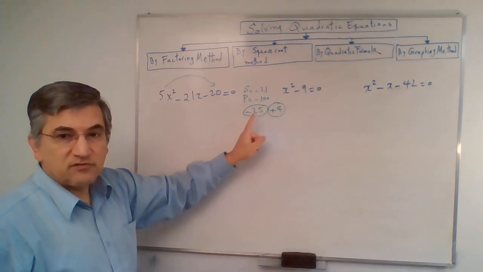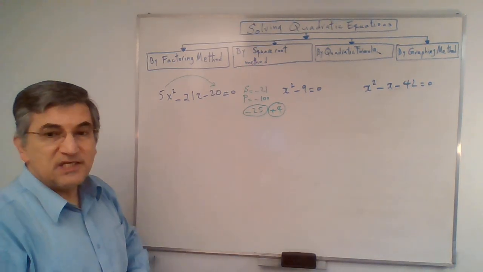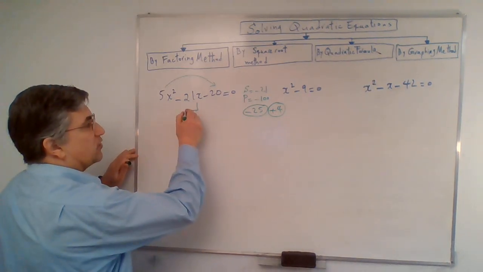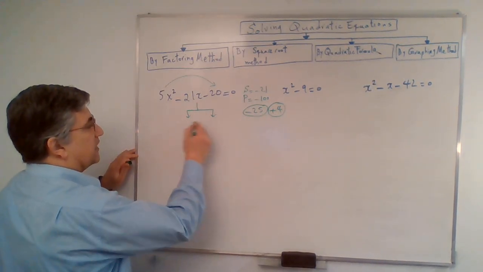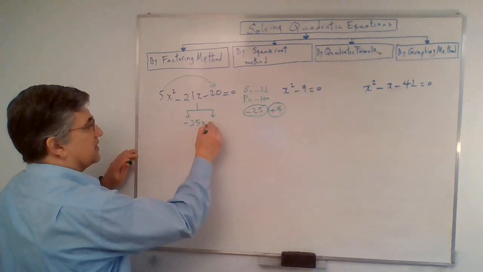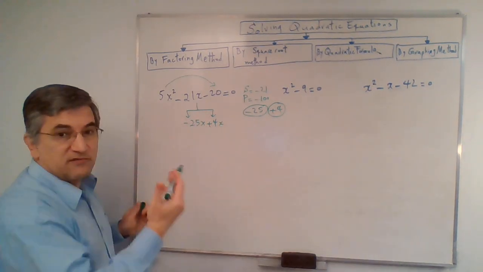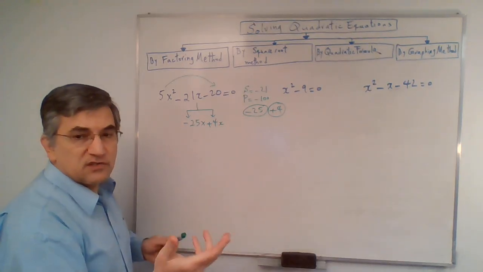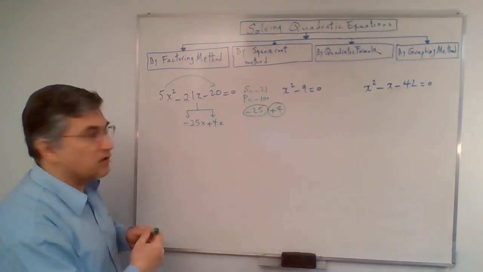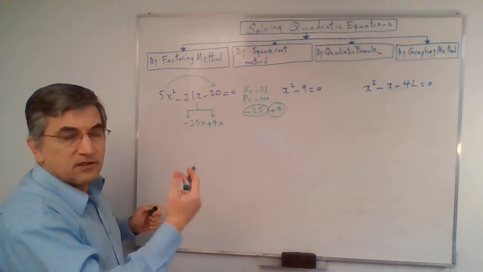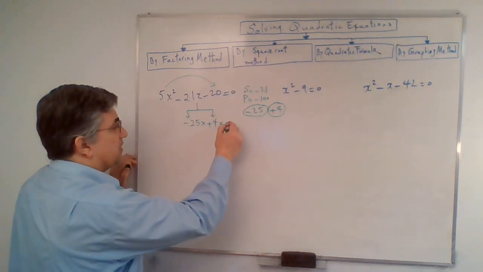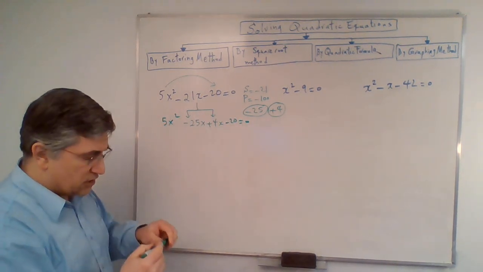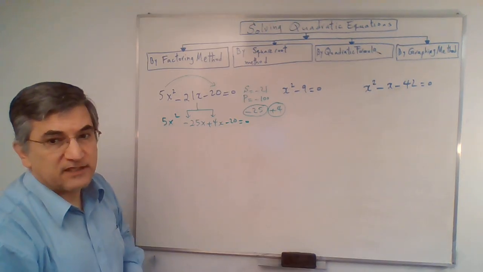So now that we found these two numbers, we are going to decompose or break down the middle term. So instead of negative 21x, we are going to write negative 25x plus 4x. We have learned this technique of decomposition in the past. It's a technique of factoring polynomials, actually quadratic trinomials. And then minus 22 remains unchanged. 5x squared at the beginning remains unchanged. That's step 1 of factoring.